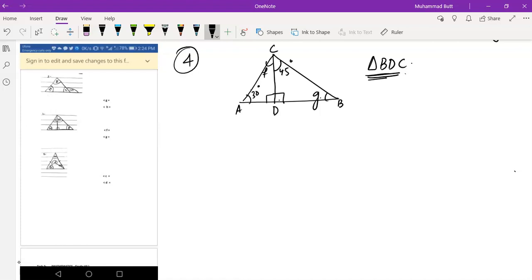So in this triangle, if we have to find out the value of angle G, we can find it out. How? We know that if there is a right angle triangle, simply we have to subtract 45 from 90 degrees and you will get the value of G.